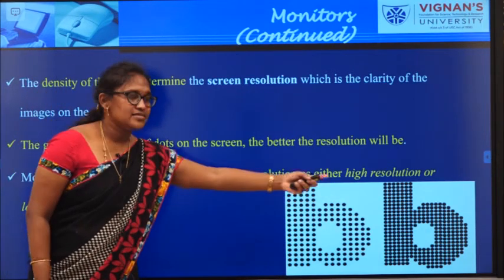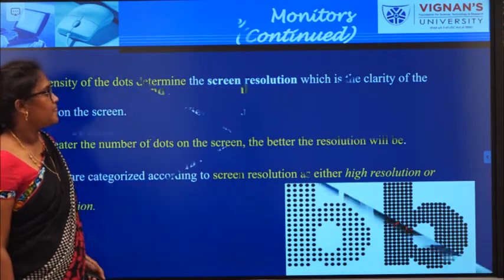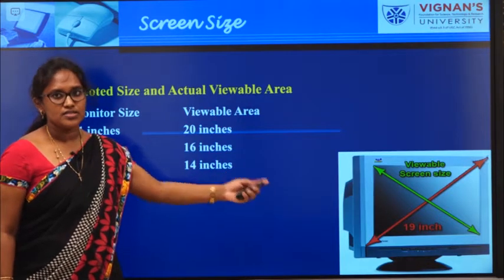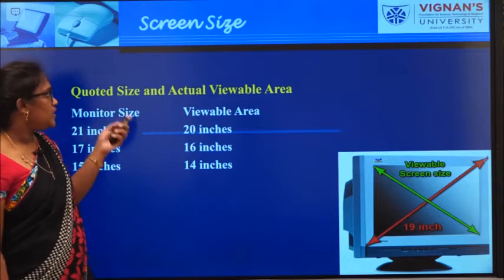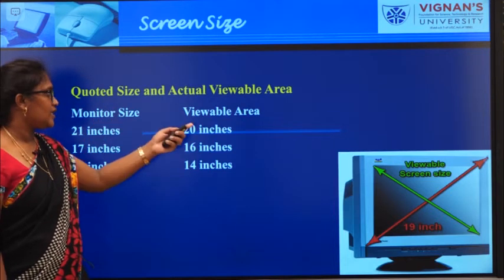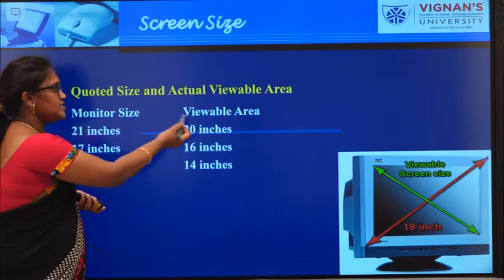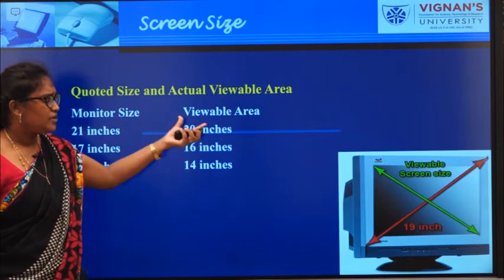Obviously, the lesser the distance, the higher the resolution will be. Next one, if you want to know the sizes of your monitor, whenever you are purchasing a monitor, you need to take this particular factor into consideration: monitor size and viewable area.